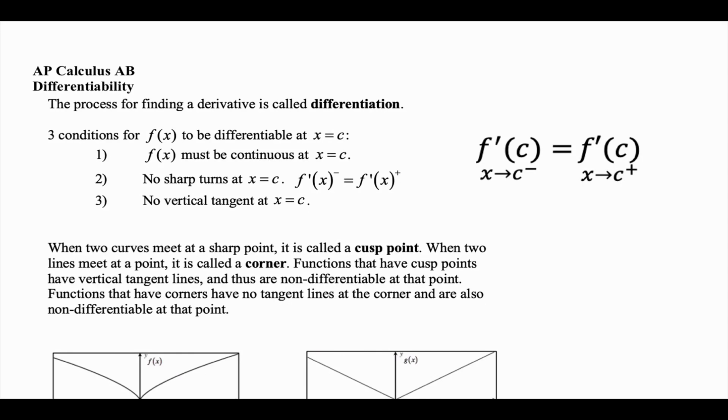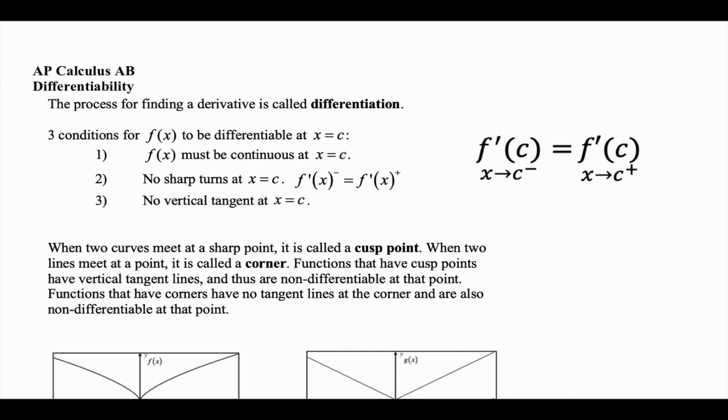Differentiability. Differentiability is if a function has a derivative. Differentiation is the process of finding the derivative, right? That's what it's called. Differentiation's a verb. It means finding the derivative. So if I say differentiate, that means find the derivative. So differentiable means, does something have a derivative? If it's differentiable, it has a derivative. If it's not differentiable, it means it doesn't have a derivative somewhere. So I can't find the derivative somewhere.